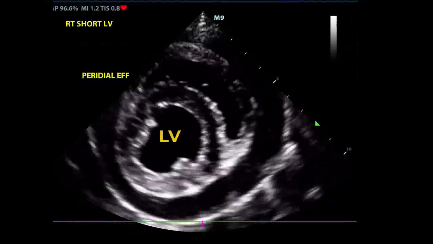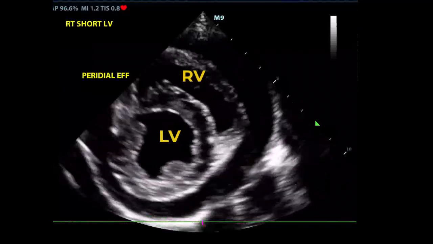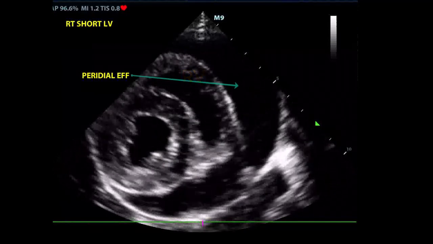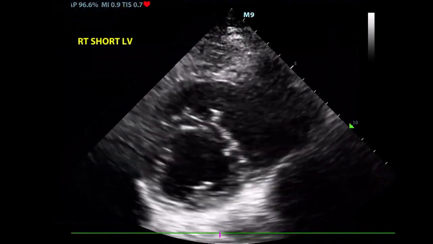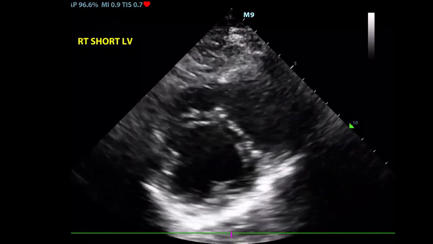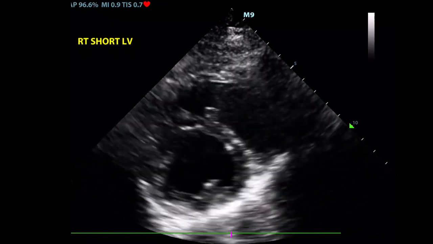In this video, the left ventricle appears to contract well, but pericardial effusion is present. In this final video, the left ventricle is barely contracting and appears to flutter. My ECG showed this dog is in atrial fibrillation.